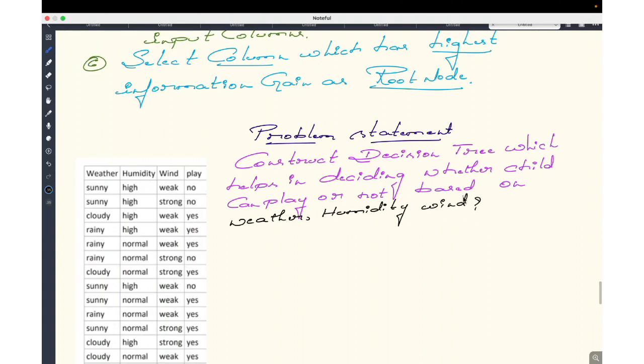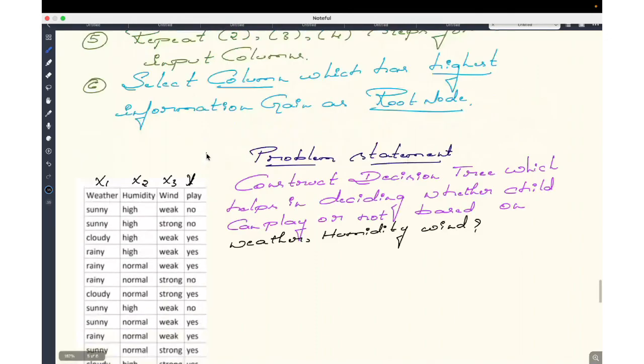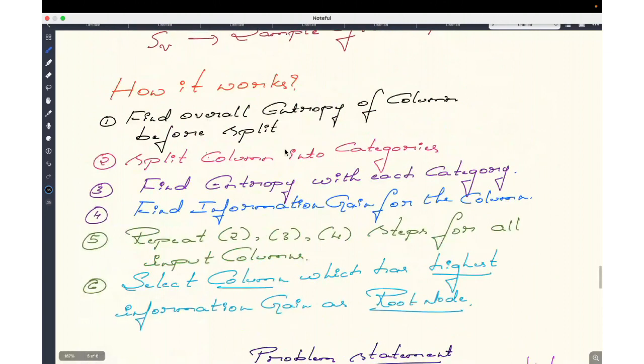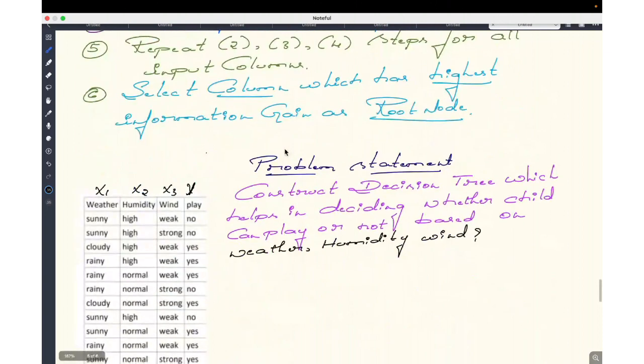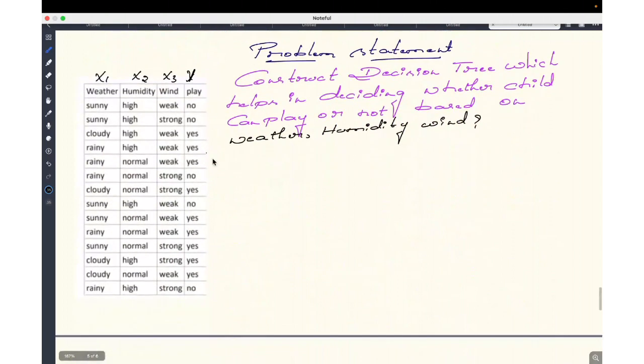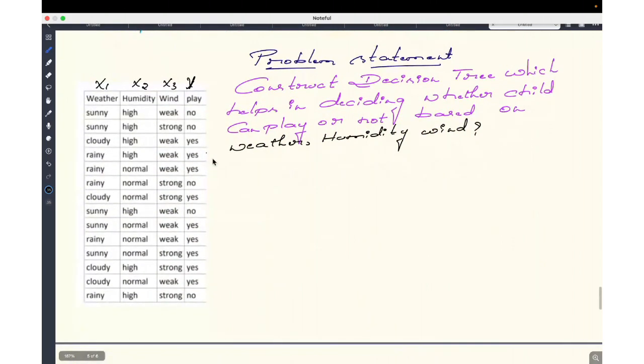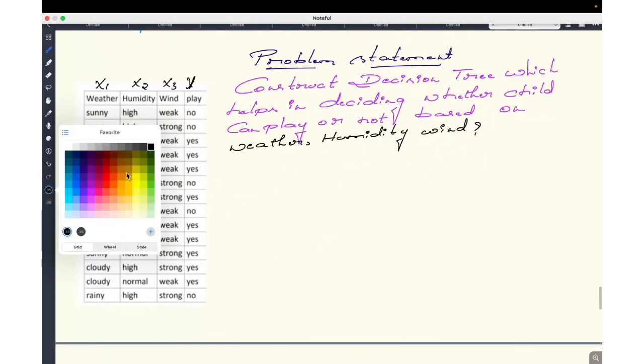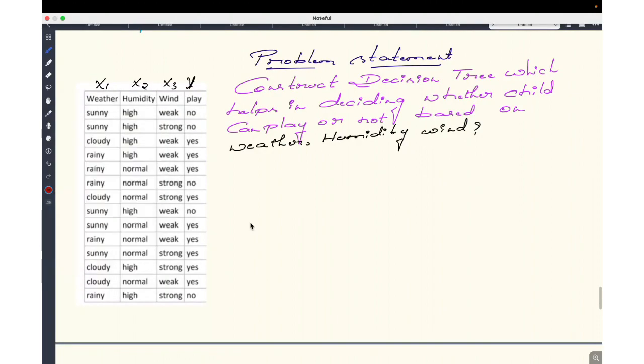Okay. So first step, you have to decide the root node in order to construct a tree. We know these are the inputs, X1, X2, X3, and play is the target, which is Y. According to how a decision tree works, the first step is to find the overall entropy of the column before split. I'll show how the root node is decided. In order to decide a root node, we have to find entropy and information gain for all the input columns. First step.